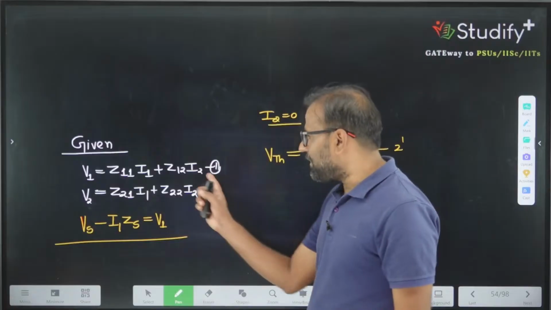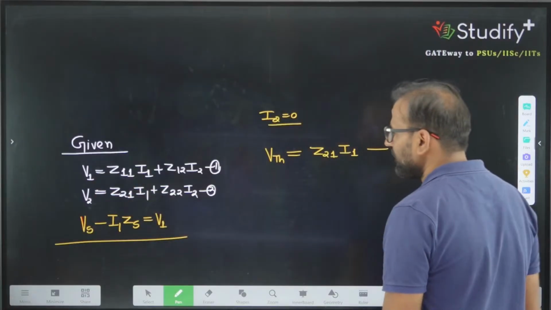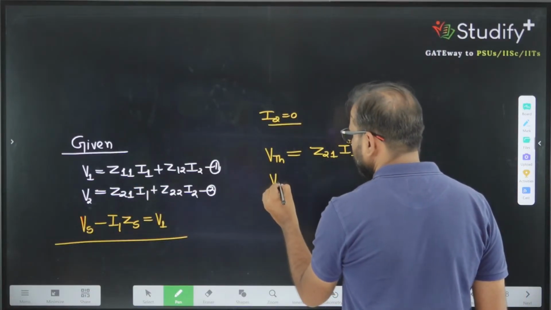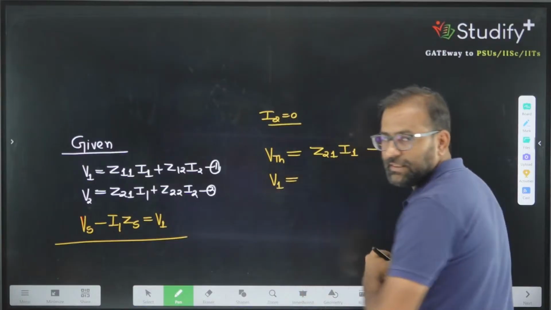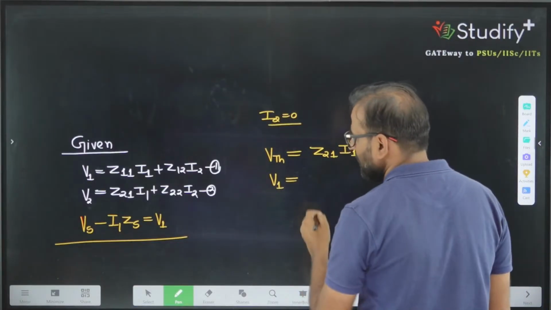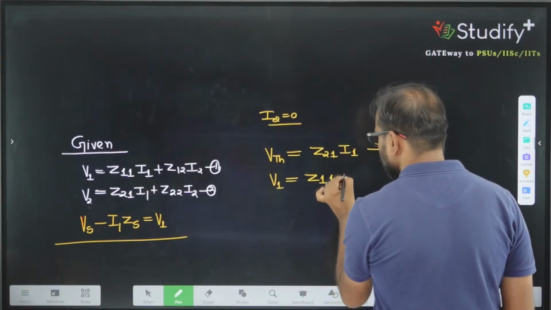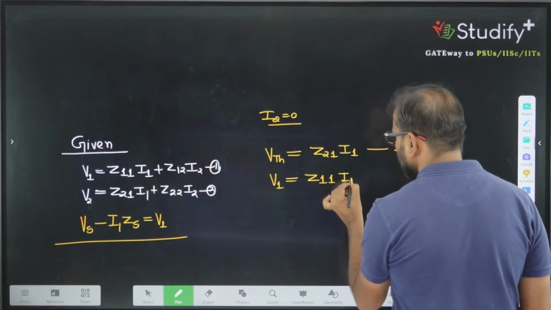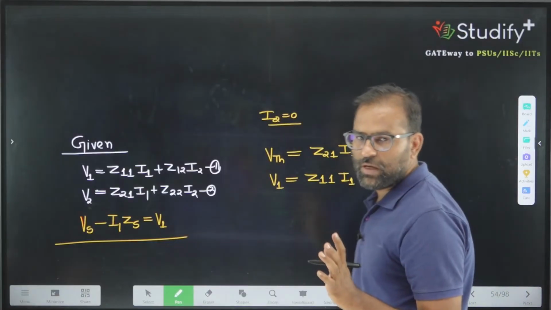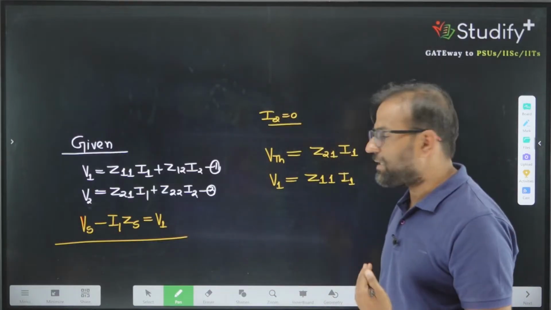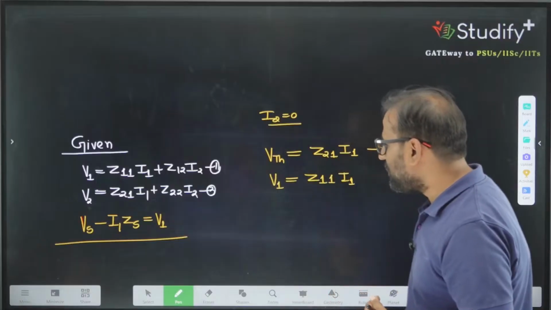And what is the value of this? The first equation will become V1, which is equivalent to V1 times Z11 into I1. If this is Z11 into I1, but what is 0? I2 is 0, so this is Z11 into I1.